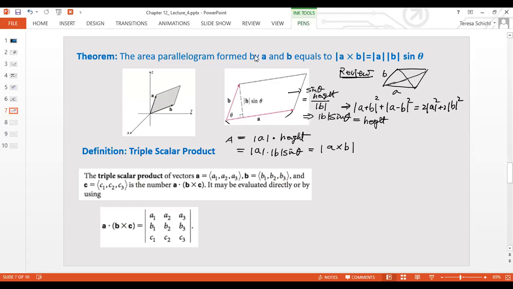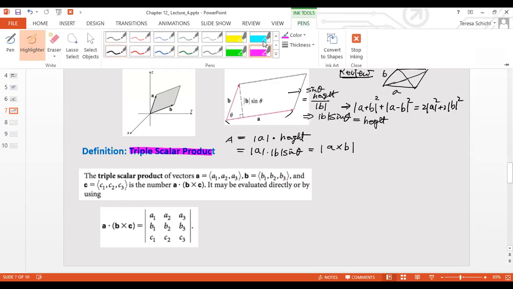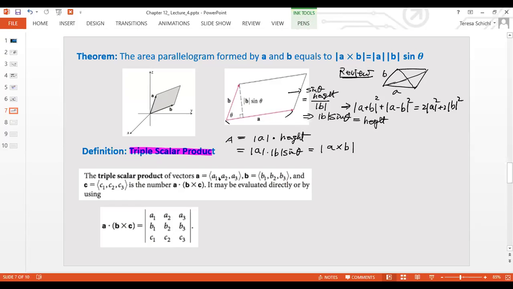Okay, the next thing we're going to talk about is the triple scalar product. If you have three vectors, A, B, and C, the triple scalar product is when you put A1, A2, A3, B1, B2, B3, C1, C2, C3 like a matrix, and then take the determinant of this matrix. This is what we call the triple scalar product.